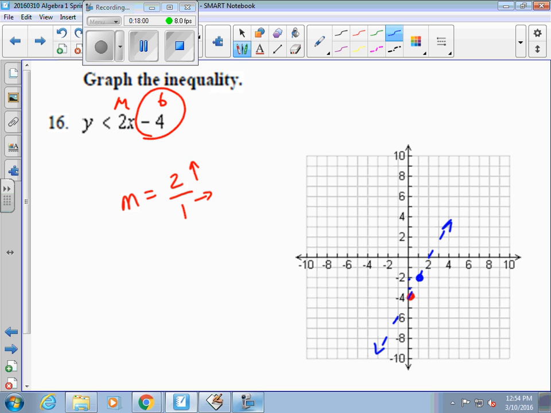Pick a point that is not on a line. 0, 0 is the easiest point to pick. If it's not on a line, use it. So right now it's not.